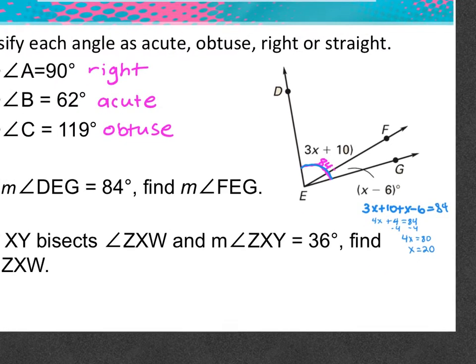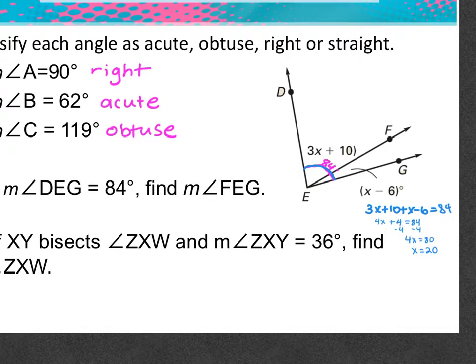Is that what it asks for? No. Okay, so x is 20, but it wants the measure of angle FEG. FEG was this smaller angle here, so I take that 20 and plug it back in where? Into x for the x minus 6. So 20 minus 6 makes FEG 14 degrees.